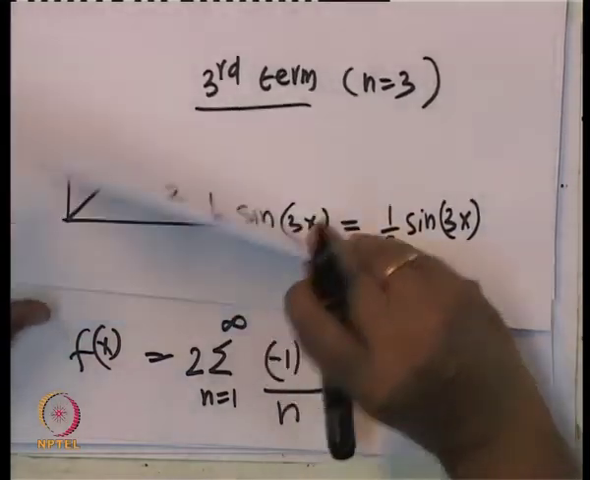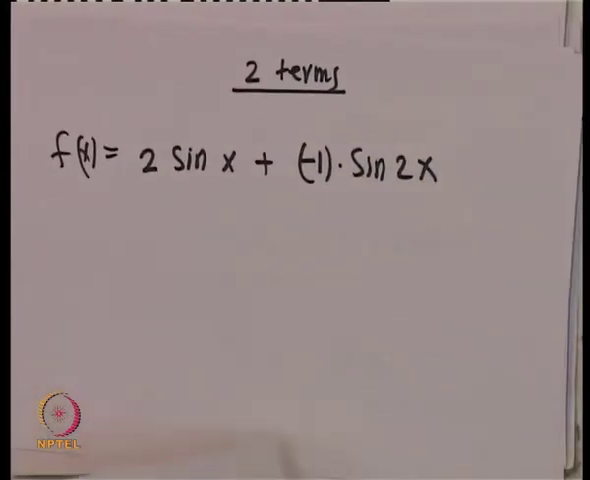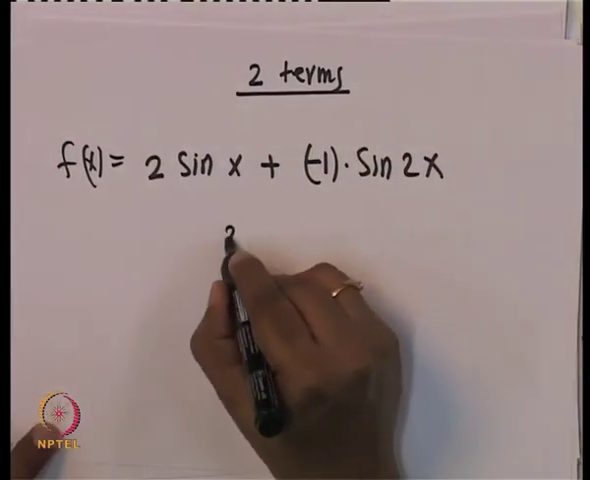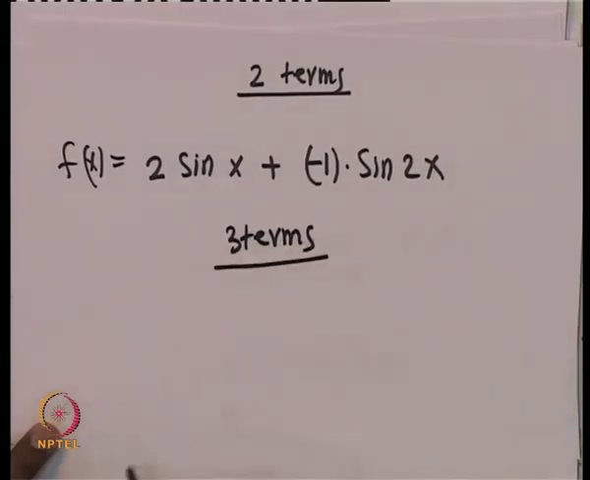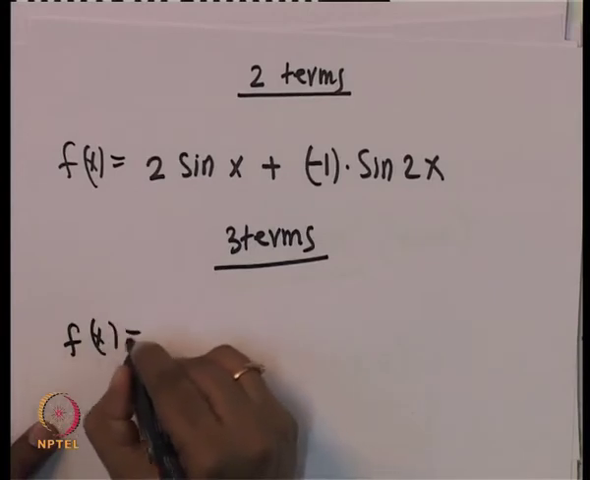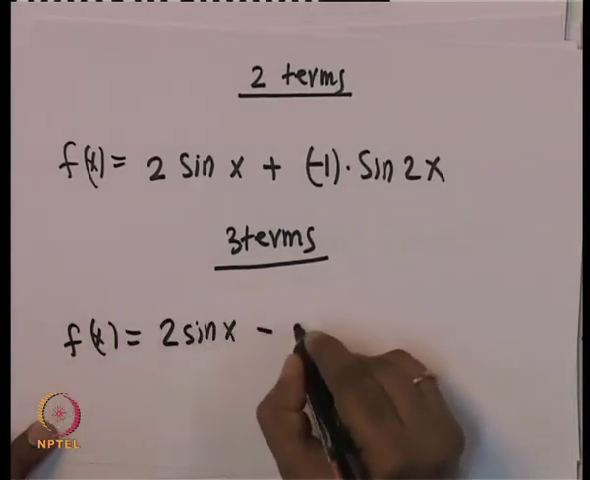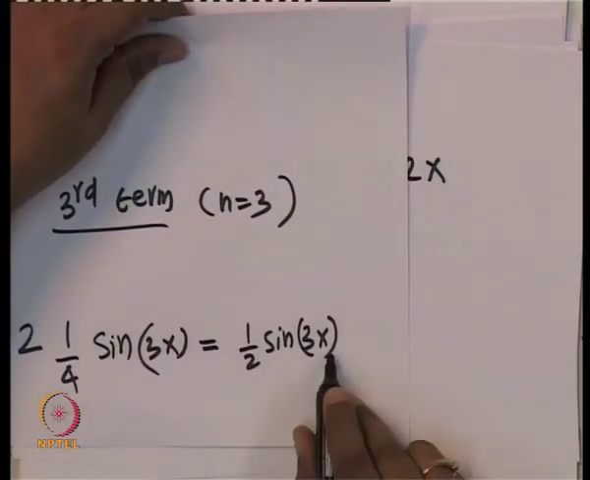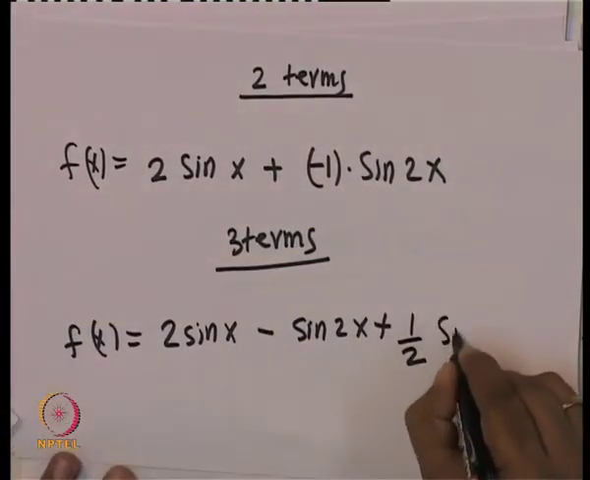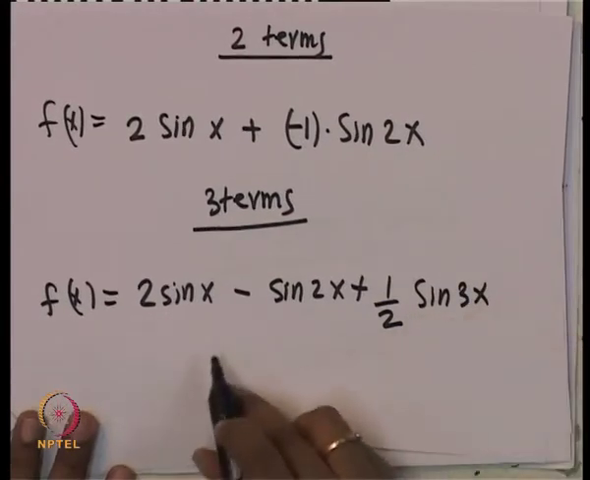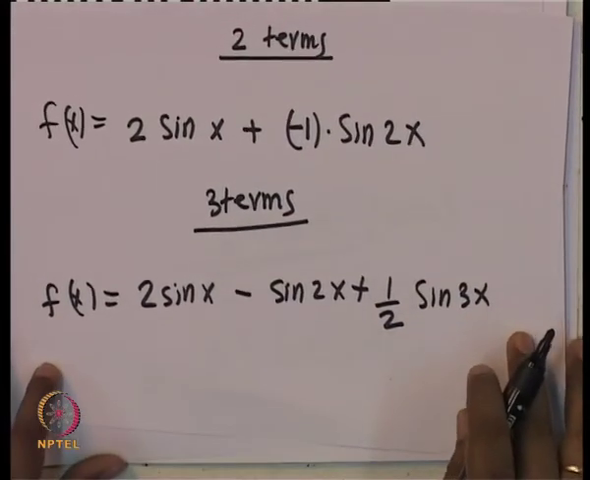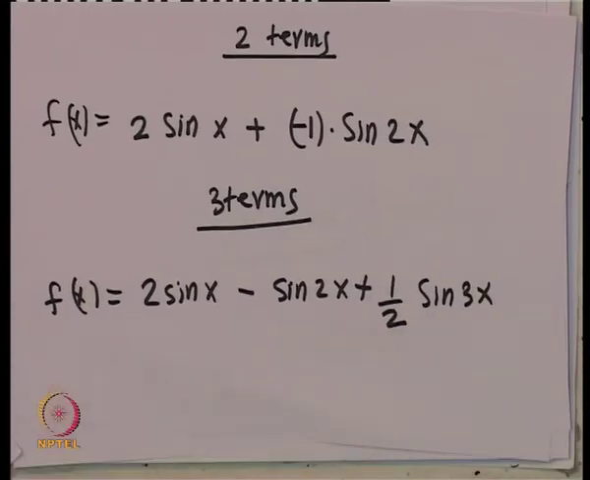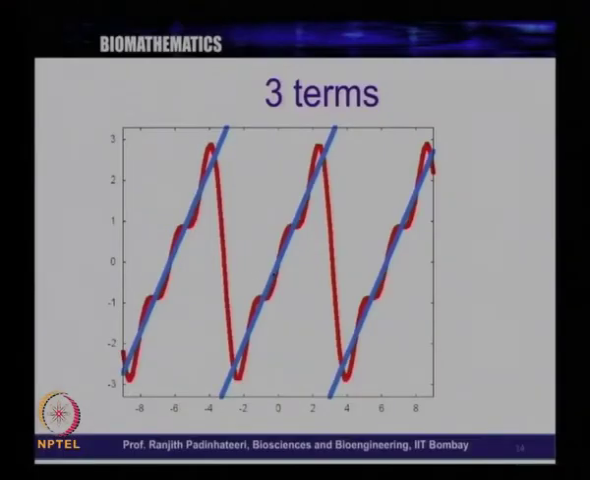So, now we add one more term to this, so let us make it 3 terms. If you plot 3 terms, what is our f of x? 2 sin x minus sin 2x plus the third term, half sin 3x. So, if you add these 3 terms and plot this as f of x, what you get is this. Look at here, in this plot. So, 3 terms is better than 2 terms, slightly better.